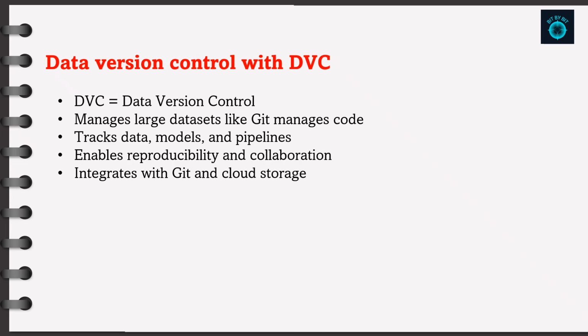With DVC, every experiment can be reproduced exactly. If you roll back to a previous Git commit, DVC will automatically restore the corresponding dataset and model version. This brings reproducibility, traceability, and team collaboration to data workflows, something that's hard to achieve with plain Git alone. It also integrates seamlessly with cloud storage providers like AWS S3, Google Drive, or Azure Blob Storage. In short, DVC helps you manage your data with the same precision and reliability that Git brings to code.